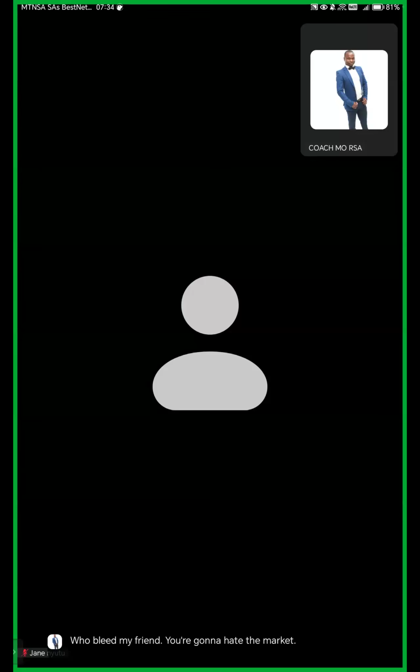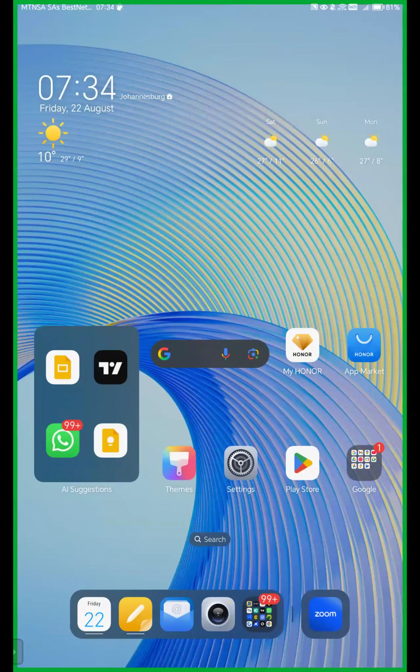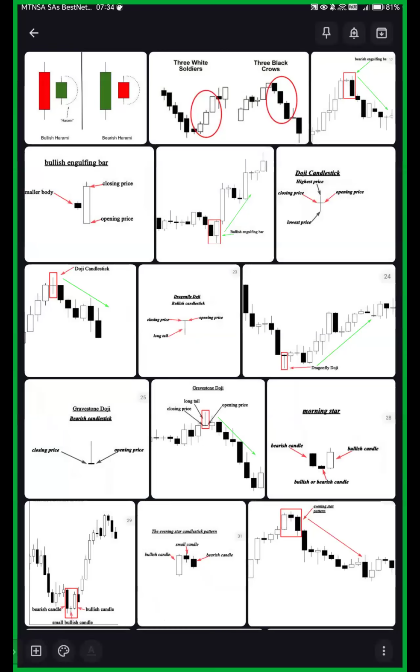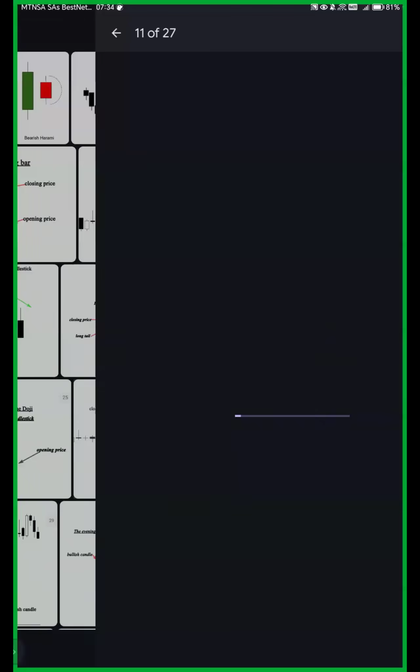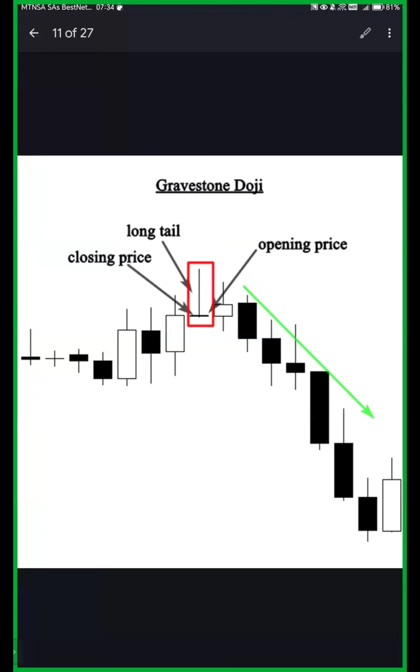Okay, all right. Let me bring my slide here. We do another type of candlestick chart pattern. So I think we were somewhere here. Where were we? We were here with the Gravestone Doji, right? Yes, that's where we were.